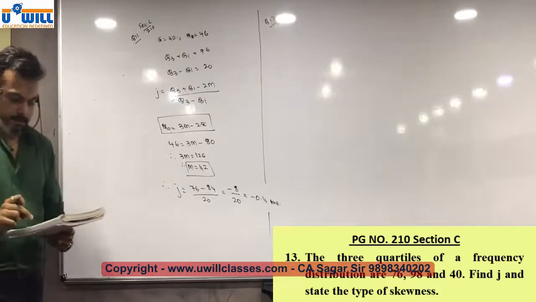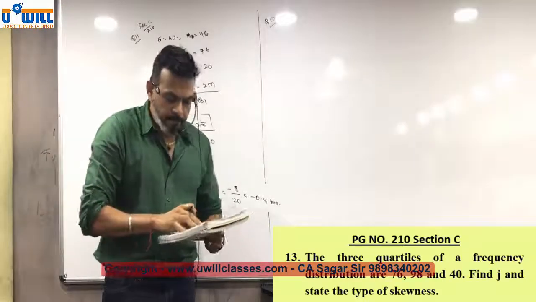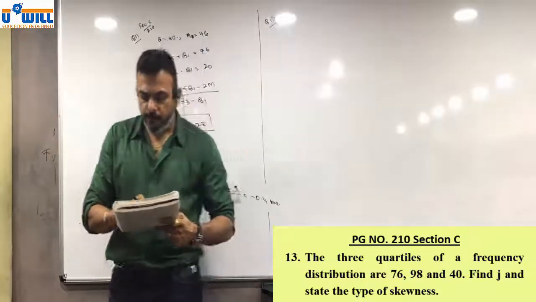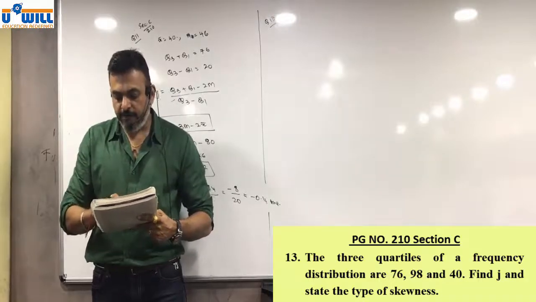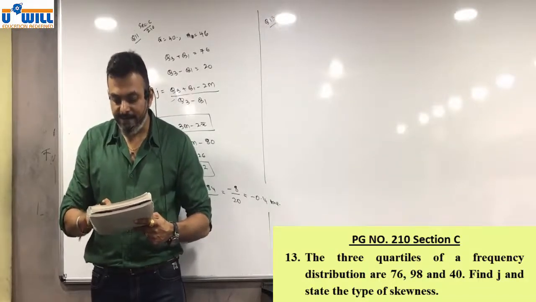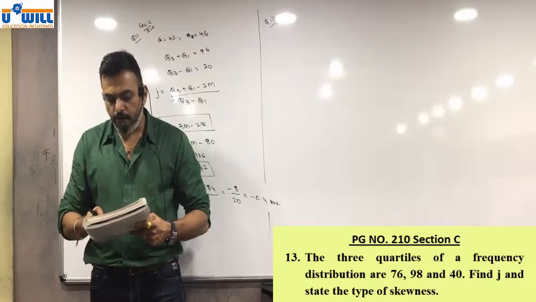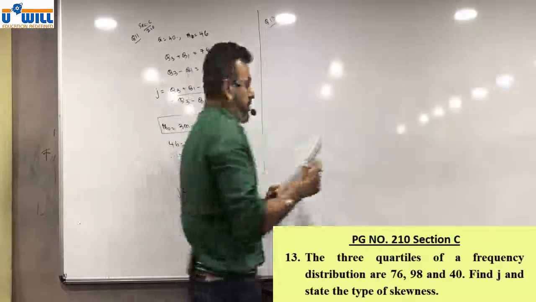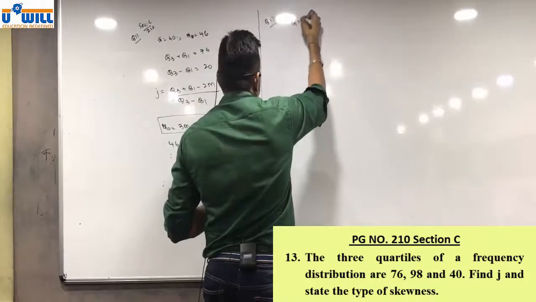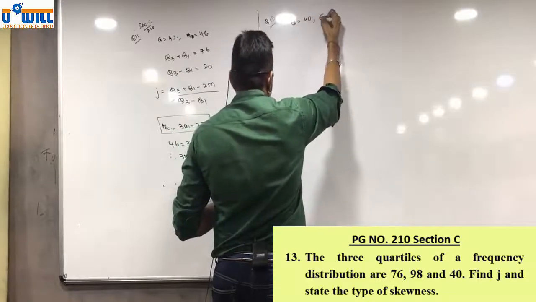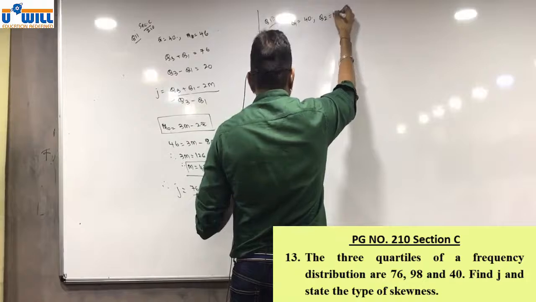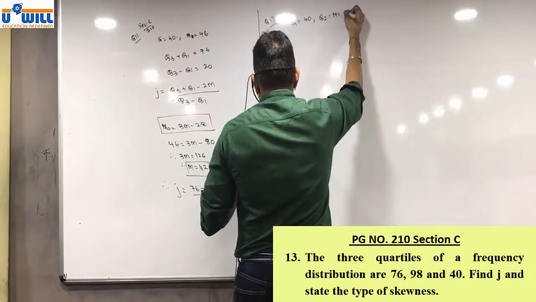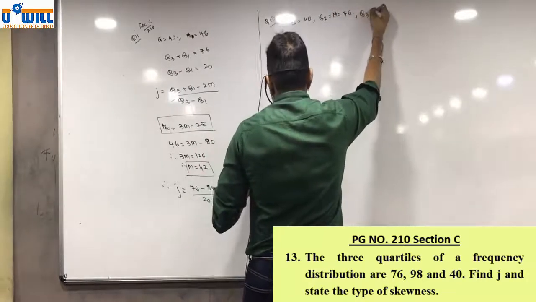Question number 13. It is easier. The three quartiles of a frequency distribution are 76, 98 and 40. Find J and state the type of skewness. Now let's first write which one is Q1. Q1, the minimum, is equal to 40. What is Q2 or median? 76. And what is Q3?